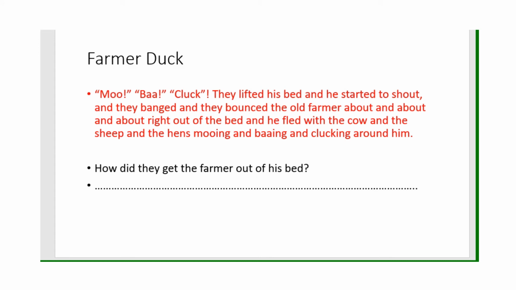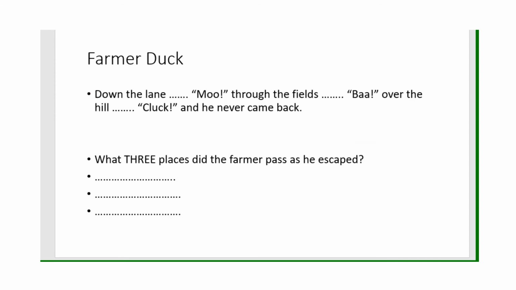Now then, if you read the next part, okay, you read it really carefully. Okay, you can pause it. It then says, how did the farmer get out of his bed? Yeah, how did he get out of bed? You have a look. What did they do? Now then, this one, look. Read that really carefully. And then, look, it's in capitals. What 3 places did the farmer pass as he escaped?